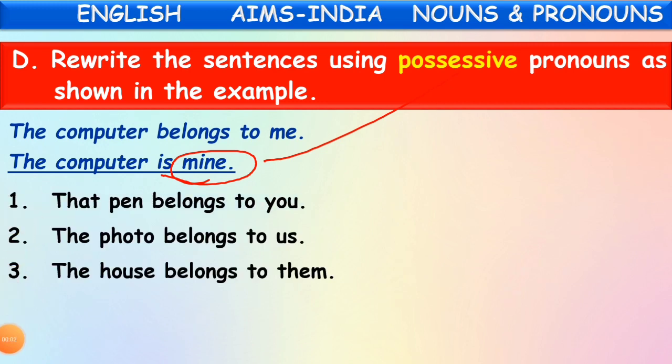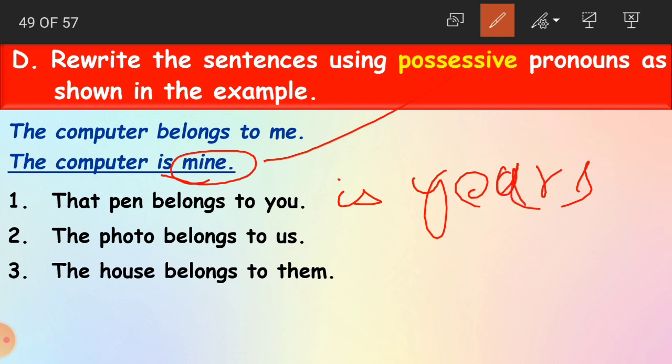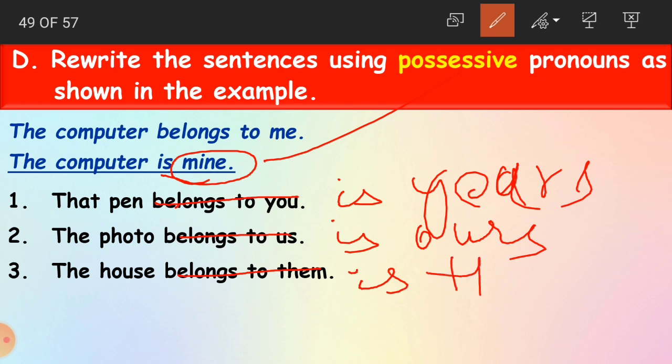Yes, children? So if you say that pen belongs to you, that pen is yours. So you becomes what? That pen is yours. We'll just erase this and write that pen is yours. The photo belongs to us. The photo is ours. The house belongs to them. The house is theirs.